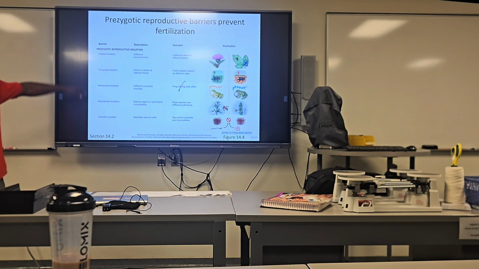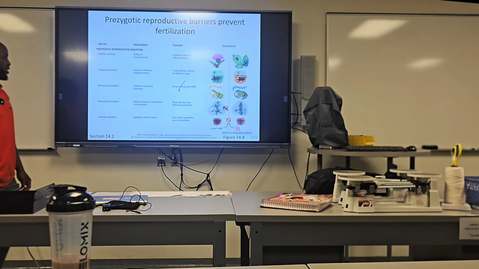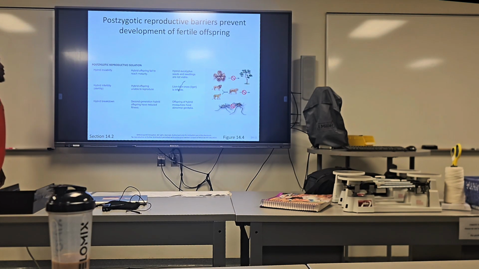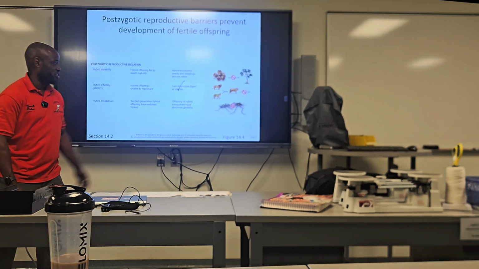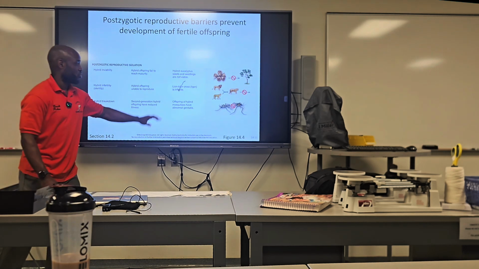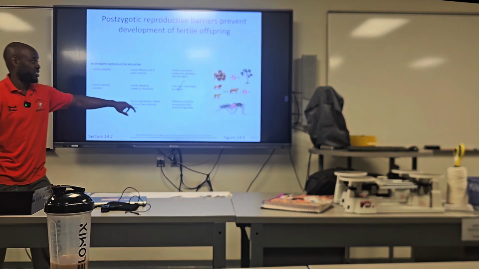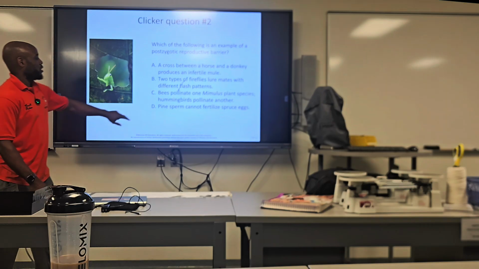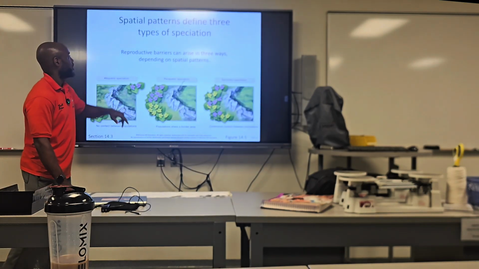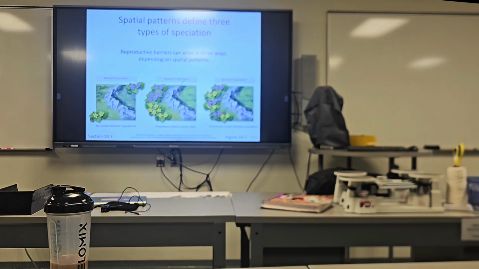All right, and so this is showing you pre-zygotic reproductive barriers prevent fertilization in certain categories. And then post-zygotic reproductive barriers prevent development of fertile offspring. So certain things can't mate together to be able to reproduce or have difficulty reproducing. Right? So therefore we know they must be two separate species. You can go to the questions on your own and the mastering concepts. All right, let's keep going.